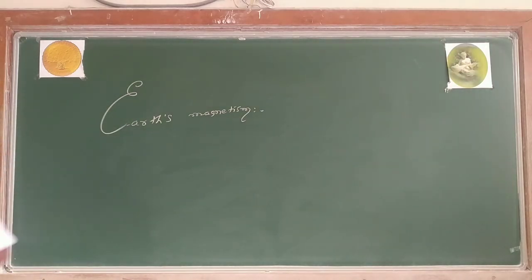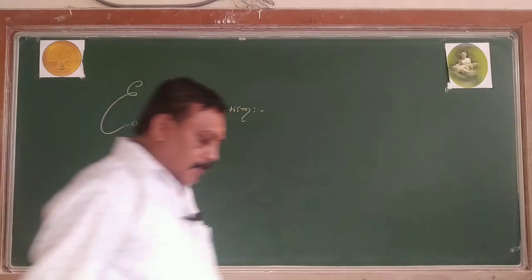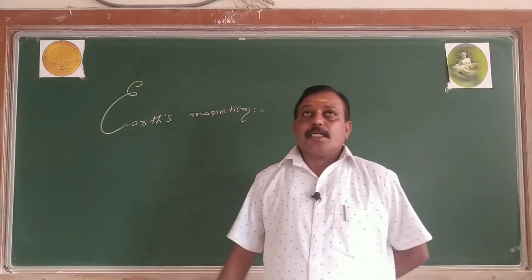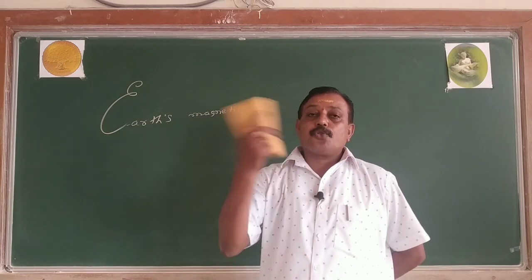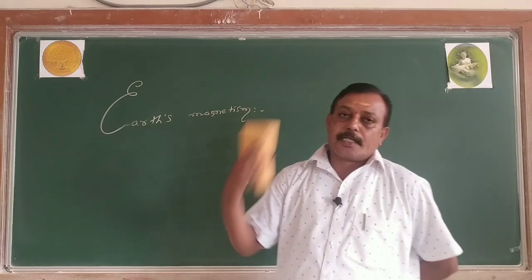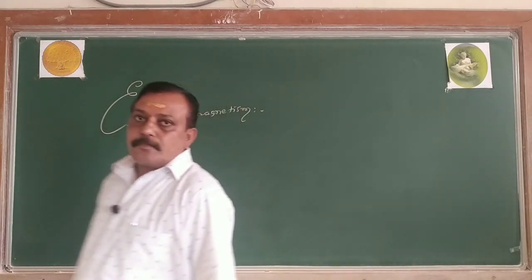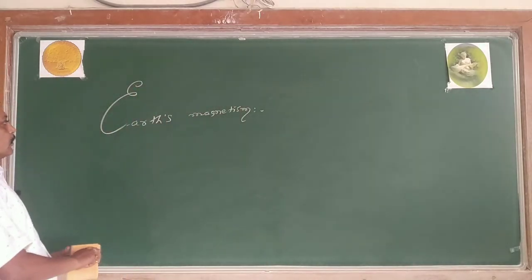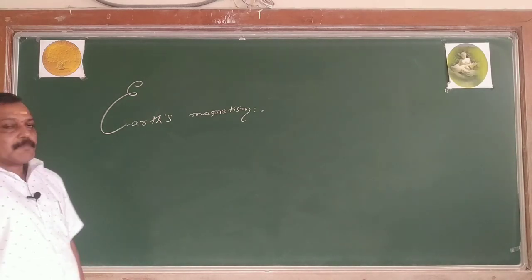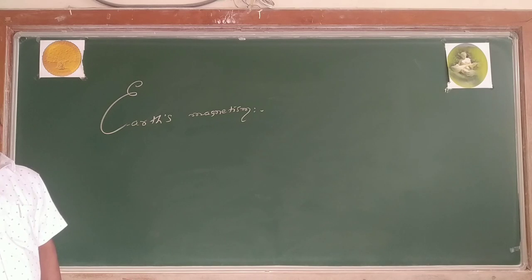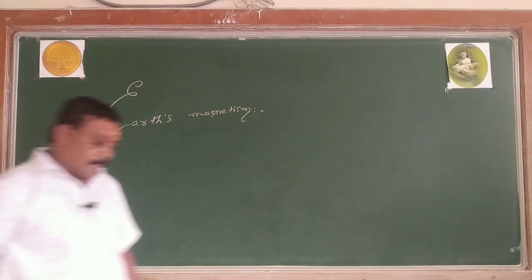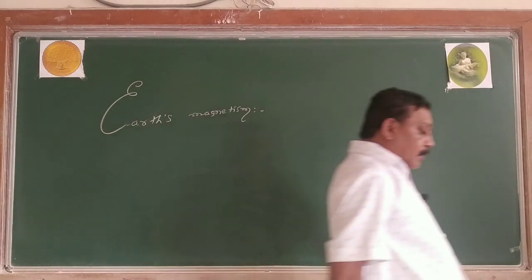When the bar magnet is suspended, it always comes to the north and south direction. It means that the south pole of the bar magnet is towards the north of what? Earth. Hence there is a force of attraction. So if I take the suspension of the bar magnet in the Earth's magnetic field, it always comes to the north and south. Right?